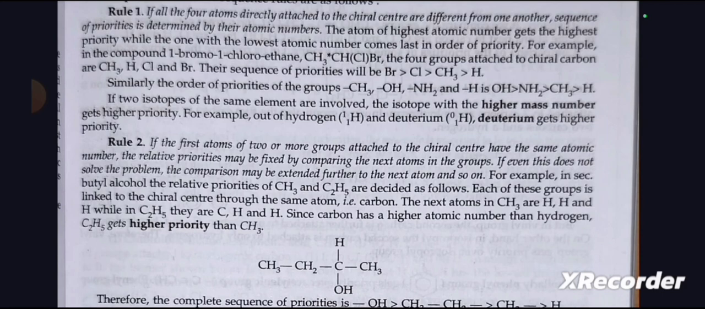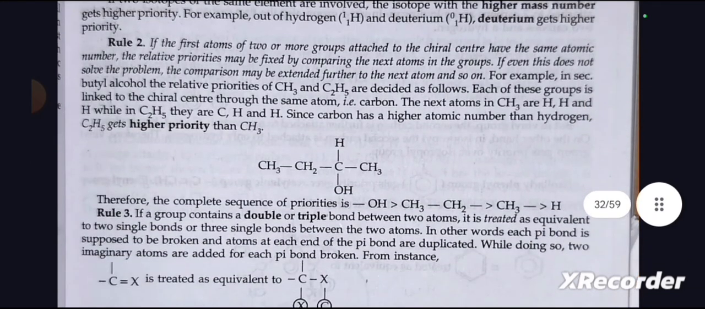Rule 2. If the first atoms of two or more groups attached to the chiral center have the same atomic number, the relative priorities may be fixed by comparing the next atom in the group. If even this does not solve the problem, the comparison may be extended further to the next atom and so on. For example, in sec-butyl alcohol, the relative priorities of CH3 and C2H5 are decided as follows.